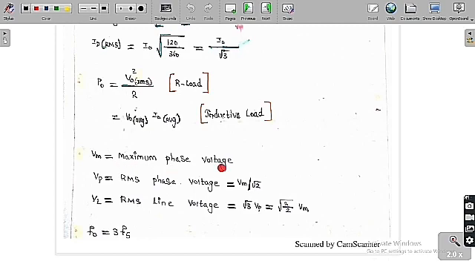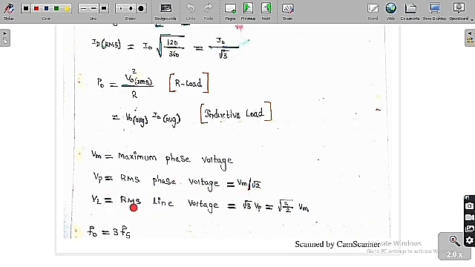Vm is called the maximum phase voltage. Whereas Vp is called the RMS phase voltage. So the RMS phase voltage is Vm by root 2, where Vm is the maximum phase voltage, and Vp is the RMS phase voltage, which is Vm by root 2.